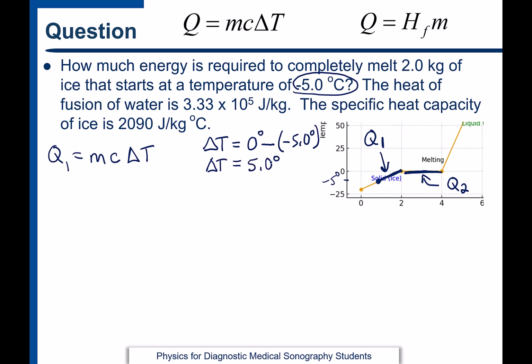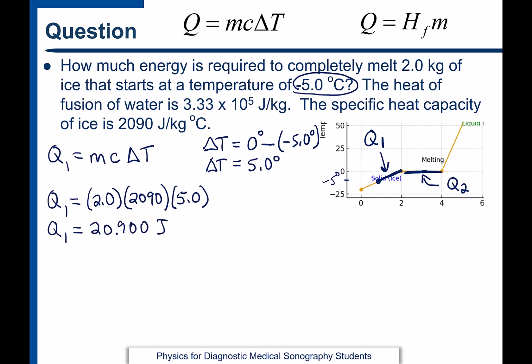Okay, now we can plug in our values. Q1 is equal to the mass, which is 2 kilograms, times the specific heat capacity of ice, since that's the material we're dealing with currently, which is 2090, and then delta T is 5. If you plug that into your calculator, you should get that Q1 is equal to 20,900 joules. So that's how much energy it takes just to warm the ice up to the freezing point.